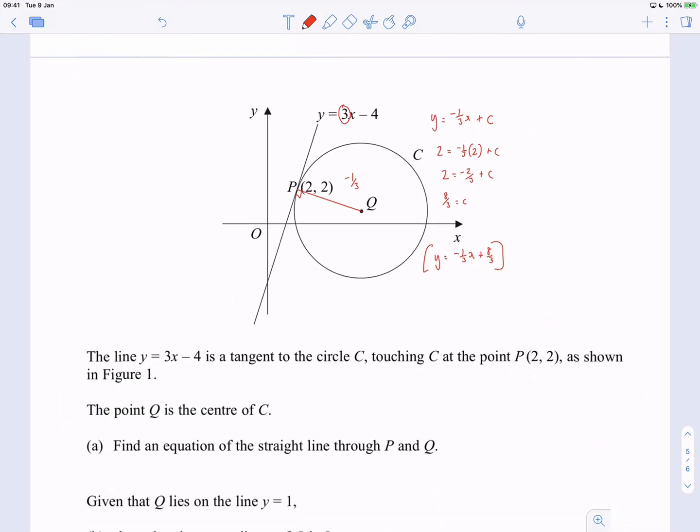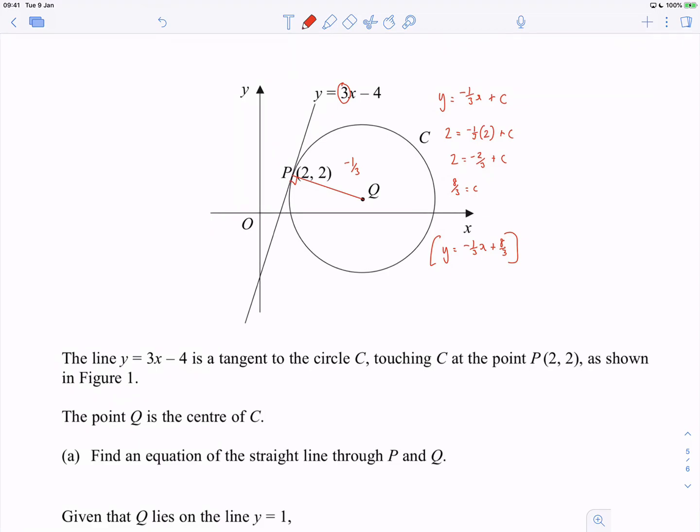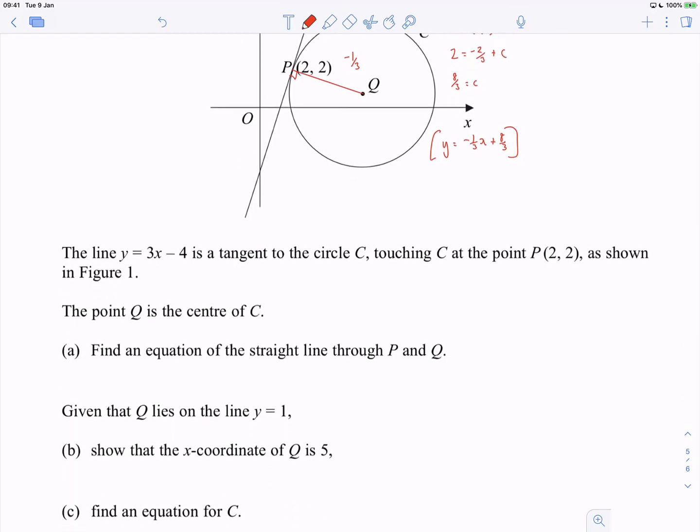Now, some of you might know this already from GCSE, but we're going to go over straight line graphs and all that stuff soon. Don't worry about it. The points, done all that.